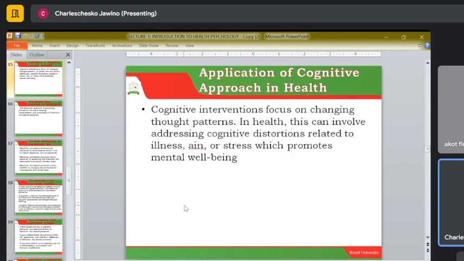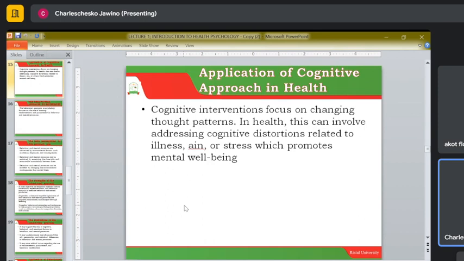How can we apply the cognitive approach in health? We see that cognitive interventions focus on changing thought patterns. For example, this can involve addressing cognitive distortions related to illness, pain, or stress, which promotes mental well-being. We look at when we focus on reasoning as one of the cognition aspects of psychology. How does reasoning determine the changing patterns in thinking? If you have ample time for reasoning, it also favors the thinking.